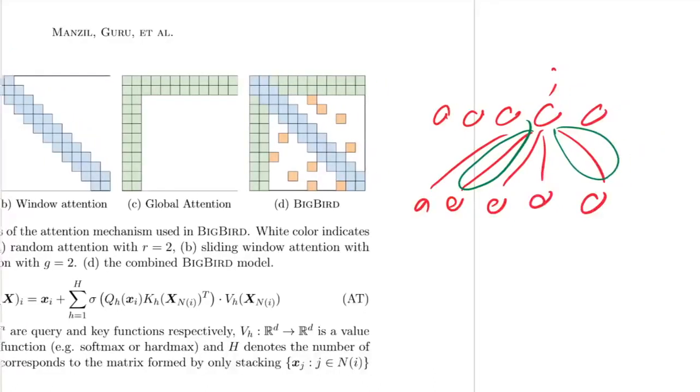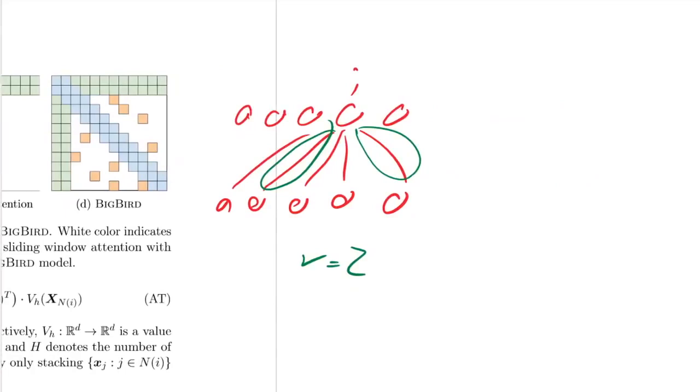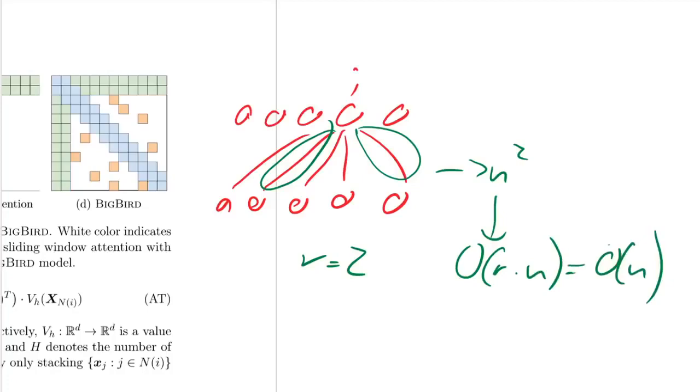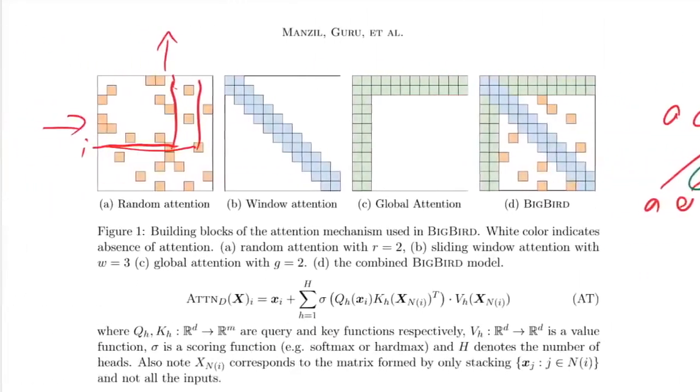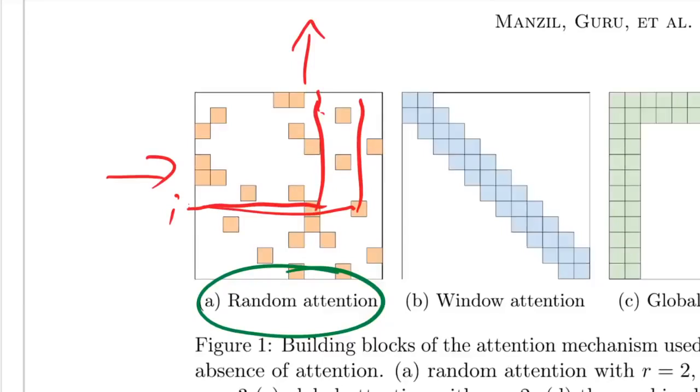And you can pretty clearly see that if you connect each of the I nodes to r equals 2 random nodes, then you don't have an n squared anymore, but you'll have an O of r times n, which, if r is a constant, is an O of n attention mechanism. So the main goal of the random attention mechanism is that for each query, you select random tokens that you attend to, and that random number is a fixed number that's not dependent on the sequence length.